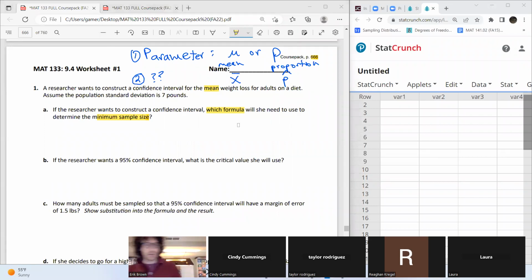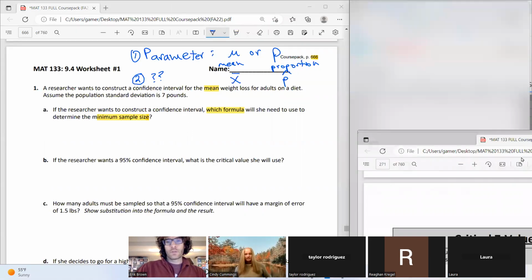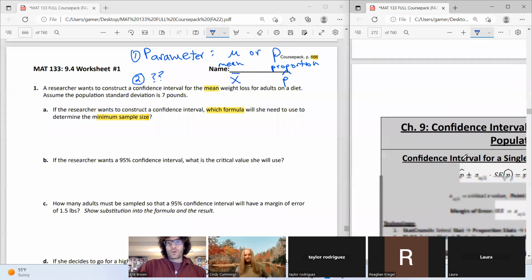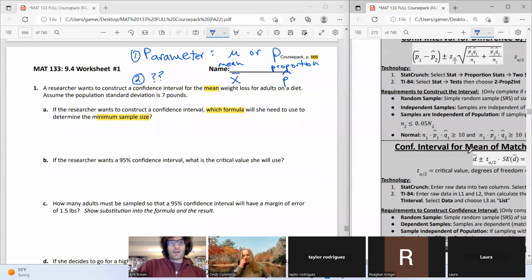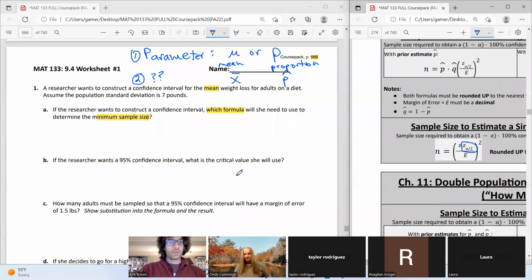Okay, let's go through what we got. One of the things to note here is what this particular worksheet is doing: it's breaking down a big problem into its different parts. So you're going to be handed a problem like this, and you're going to find A, B, C, and D, but you're going to do it all at once.